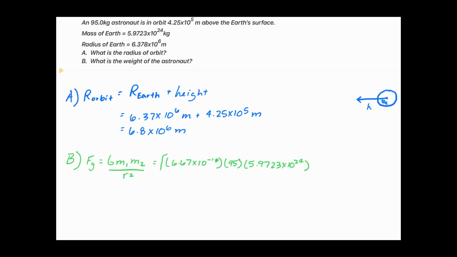And then you can multiply the mass of the astronaut and the mass of Earth. Okay, and I like to put these brackets around it just because I want to remind myself that I need to do that first. And then for our radius, we're not going to use the radius of Earth. We're going to use this total radius we got in part A because the astronaut isn't standing on Earth. He's above Earth this amount.